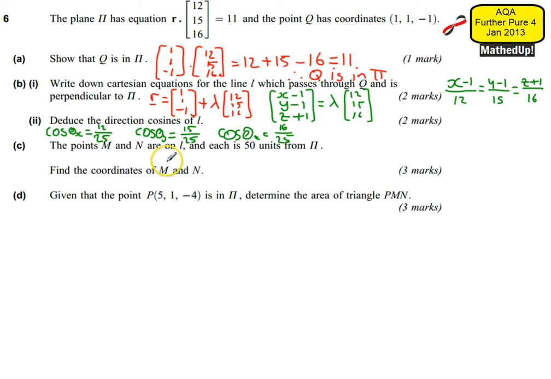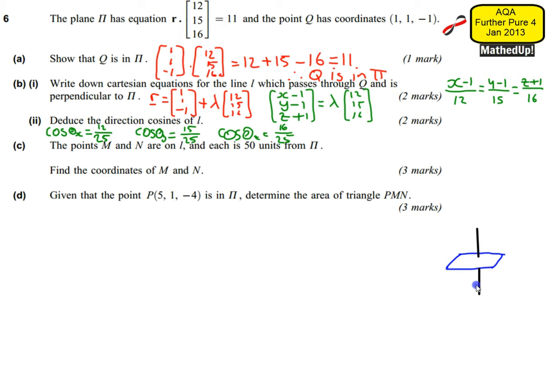Part C says the points M and N are on L, and each is 50 units from pi. So we need to find the coordinates of M and N. So if we just imagine here that we've got my plane, I'll just draw a diagram over here. So we've got my plane that's going to look like this here maybe, and then we've got a line that's passing through my plane, and it's going to be perpendicular to it. Okay, I apologise for my dodgy drawing here. Let's just move that over here.